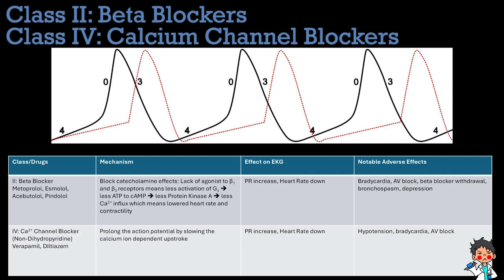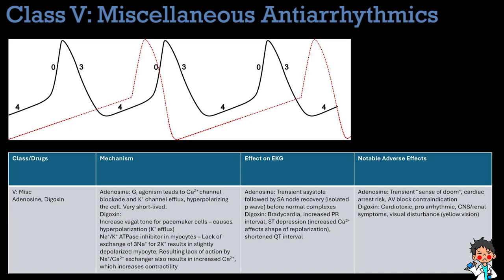So in the end, the effect looks very similar to beta blockers, where I have a decrease in heart rate and probably a PR interval increase as well. And similarly, I can have side effects of bradycardia and AV block. So finally, we arrive at type 5 antiarrhythmics, which is pretty much a miscellaneous category, as I mentioned before. And the two main drugs you want to know about in this category are adenosine and digoxin.